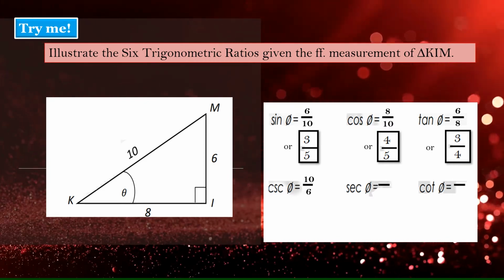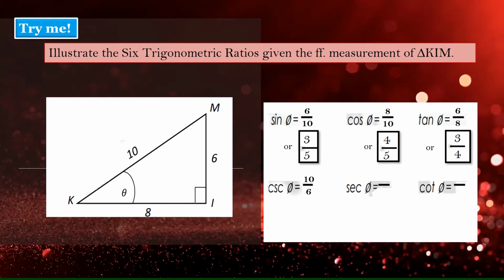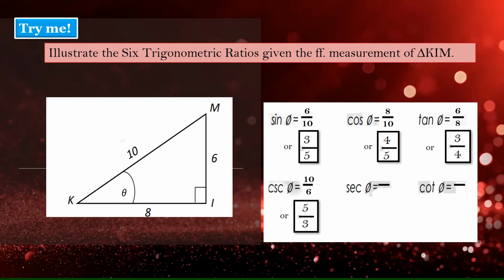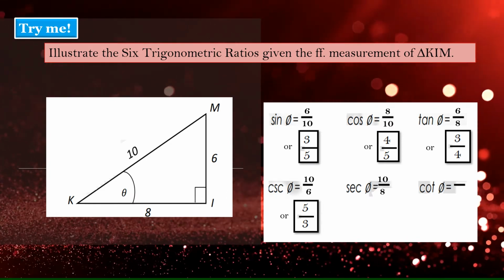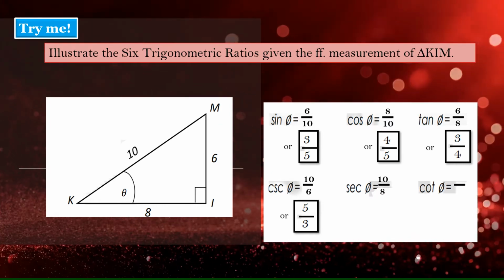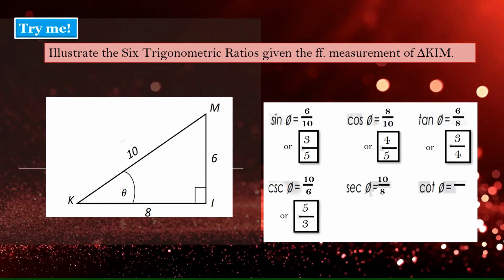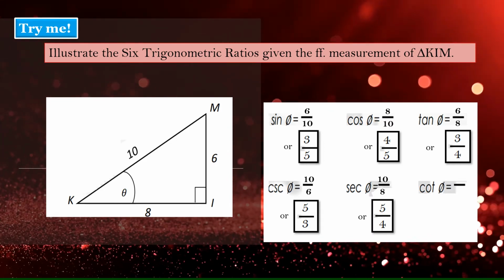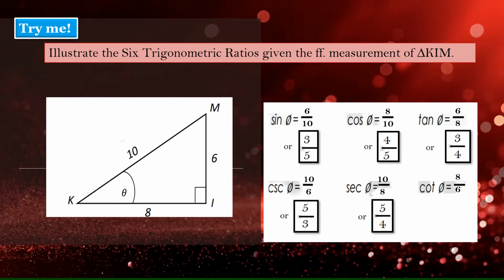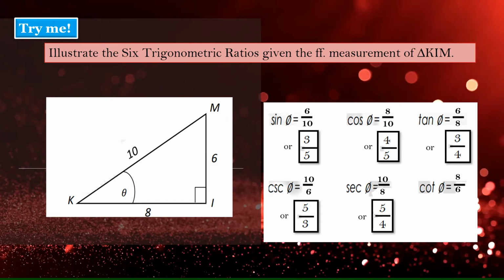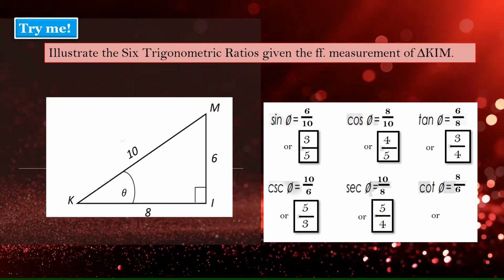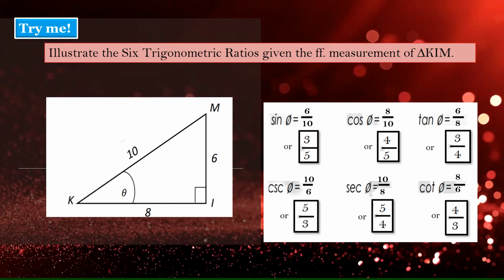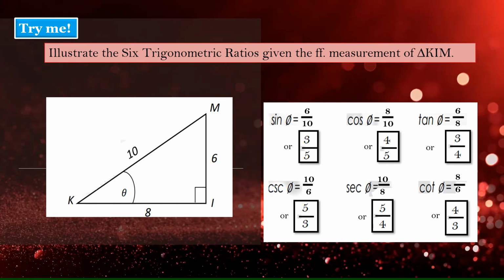Cosecant theta is equal to 10 over 6. Reduced, 10 over 6 is equal to 5 over 3. Secant theta is equal to 10 over 8, or reduced, 5 over 4. And the last one, cotangent theta is equal to 8 over 6, or reduced, we have 4 over 3. Cotangent theta now is equal to 4 over 3.